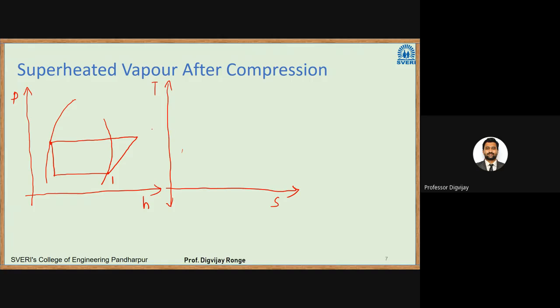Okay, so this will be point 1, 2. Let us say this is point 2 dash. This is 3 and this is 4. So 1 to 2, you know, isentropic compression. 2 to 3, isobaric heat rejection. 3 to 4, constant enthalpy expansion. 4 to 1, it is isobaric heat absorption. Okay. Likewise, I will draw the TS diagram also.